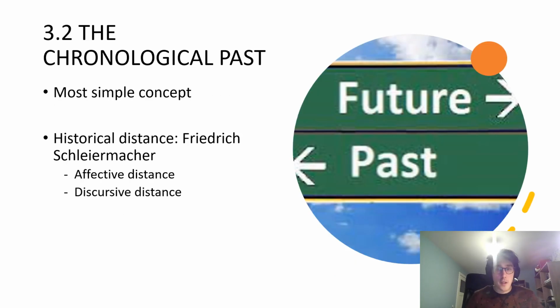So our first conception of the past is the chronological past. It's the most simple past that we have. There is the past, there is future. 1945, 1946, years happen, time goes by, and there's no way to get back into the past. Important in that respect is the notion of historical distance. We as historians think about the need to have some distance from the past. Is it possible to write a history of what happened yesterday? As historians, we tend to think that that is not really a thing. Why is that difficult? Well, let's turn to Friedrich Schleiermacher, who talks about the importance of distance.